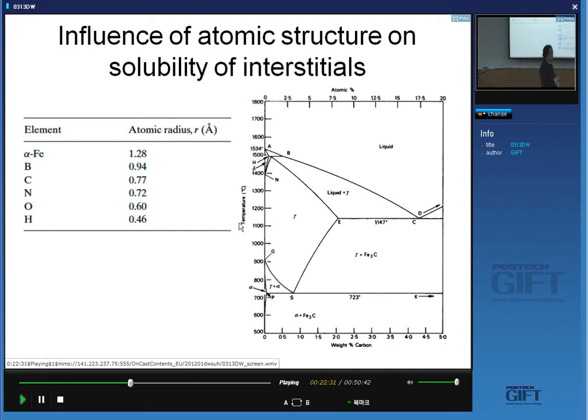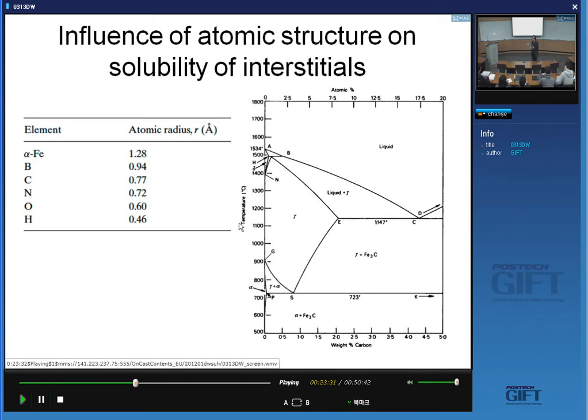One of the interesting things is hydrogen. When you see the radius of the hydrogen, it is quite small compared to other interstitial atoms. It means that it can diffuse very quickly inside of the iron, even at room temperature. So many people believe in the phenomenon called delayed fracture. Delayed fracture means that when you form the specimen into a cup or other part, there is some residual stress, right? And when the specimen contains hydrogen, the hydrogen will diffuse to the stressed part.